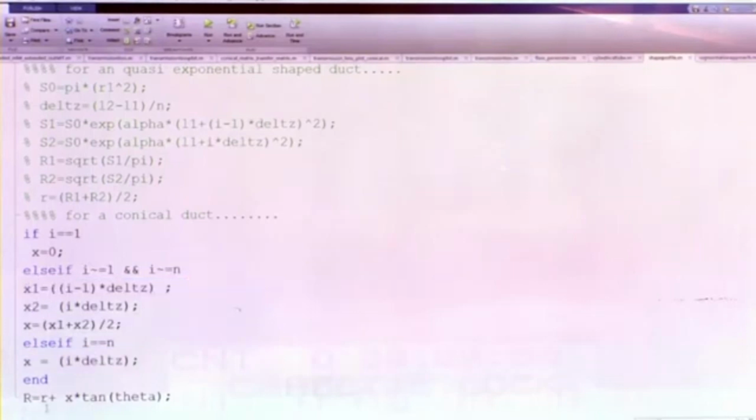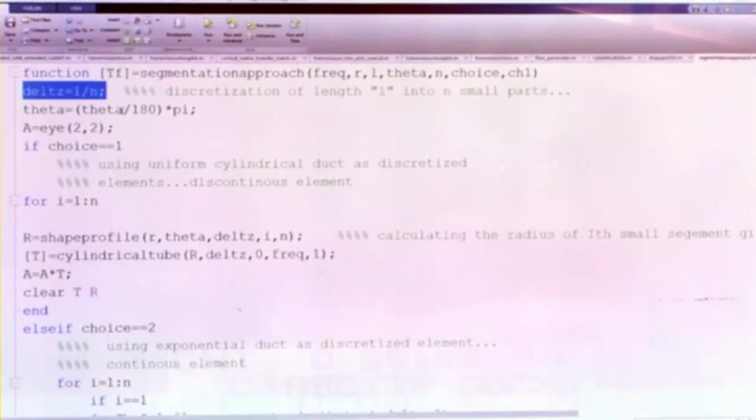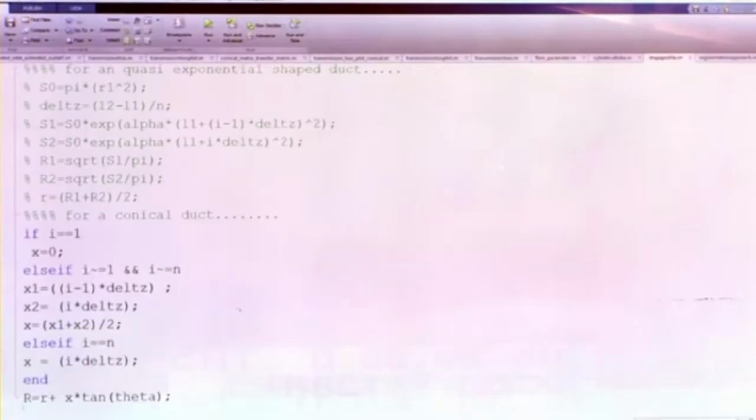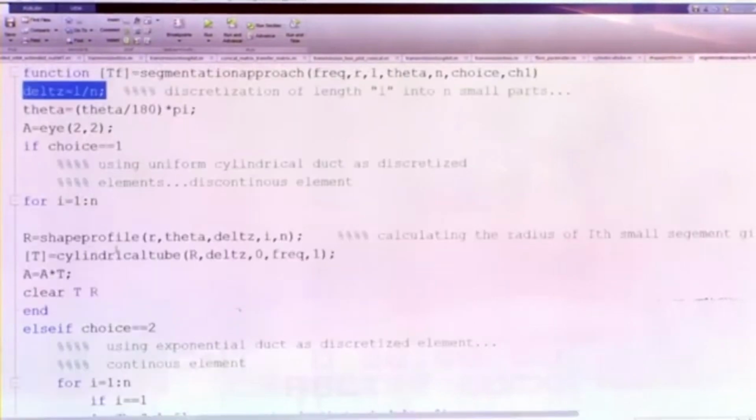So, the radius at any section, capital R as a function of x, is small r plus x into tan theta. So, theta, you have to be careful, it is given in terms of degrees, but we have to convert into radians before we use this. So, that is what we have done here, and this gets you the shape profile radius.